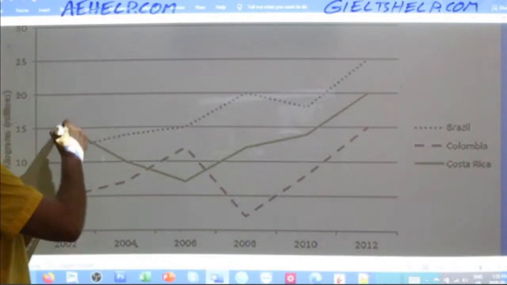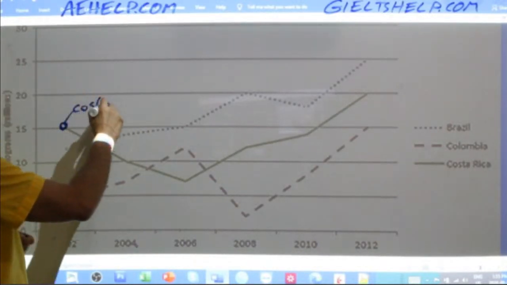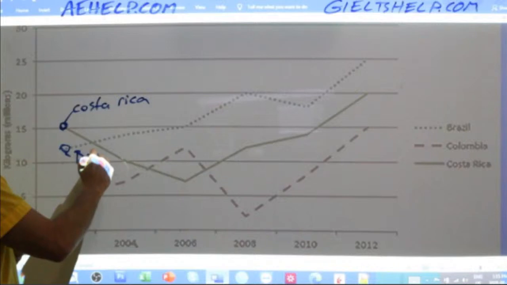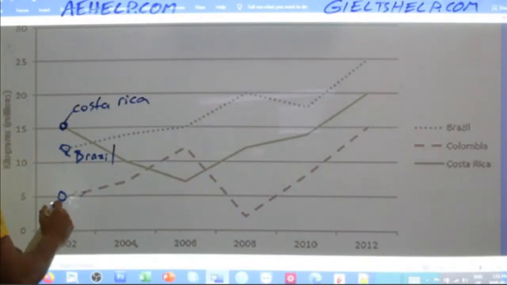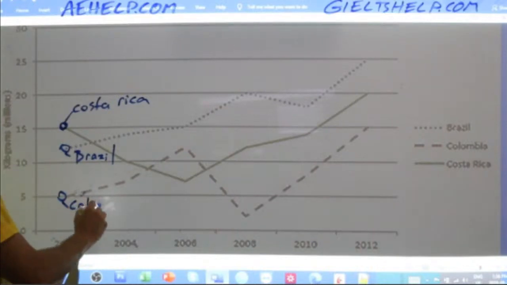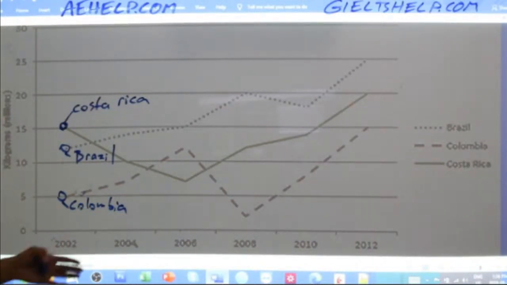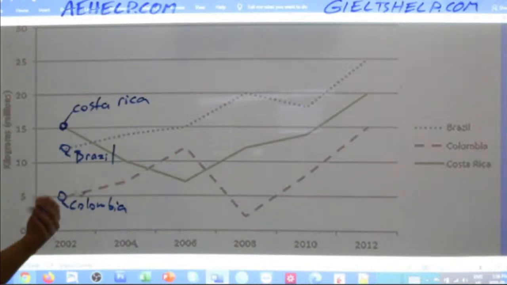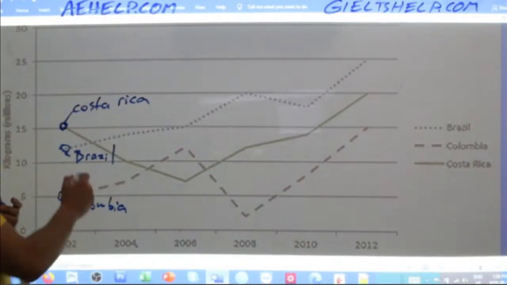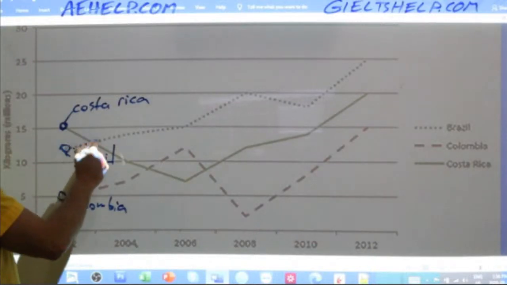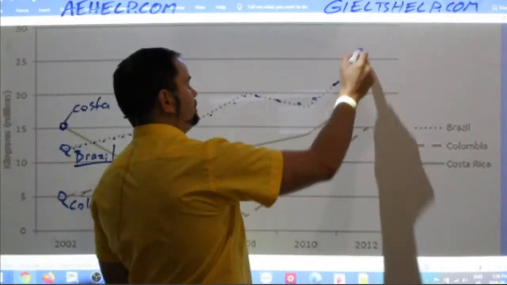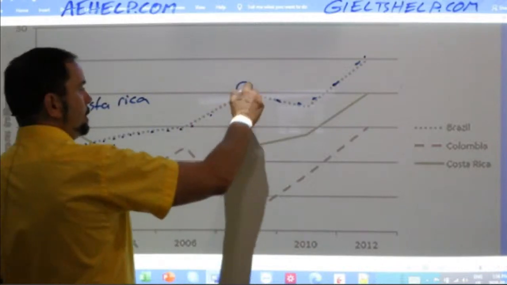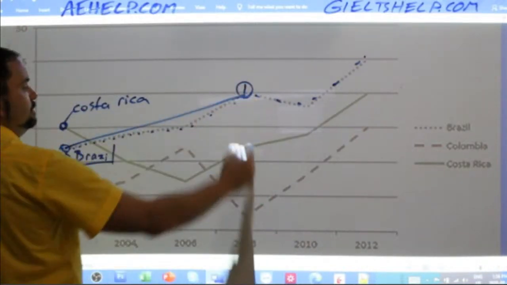Okay, so this is Costa Rica. Okay, and this is Brazil. Okay, and this is Colombia. All right. So I think either Brazil or Costa Rica would be a good one to start with first. Personally, I think that what I would start with is Brazil. Okay. So Brazil is this dotted line that goes like this. All right. And my first point would be Brazil going to here. Okay. So kind of this increase.